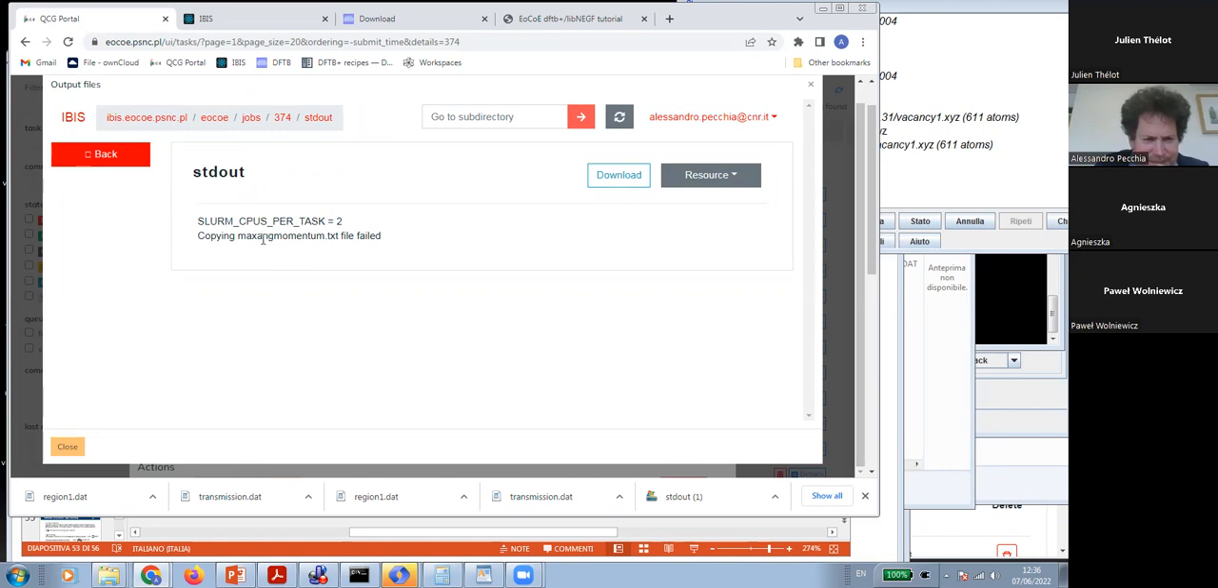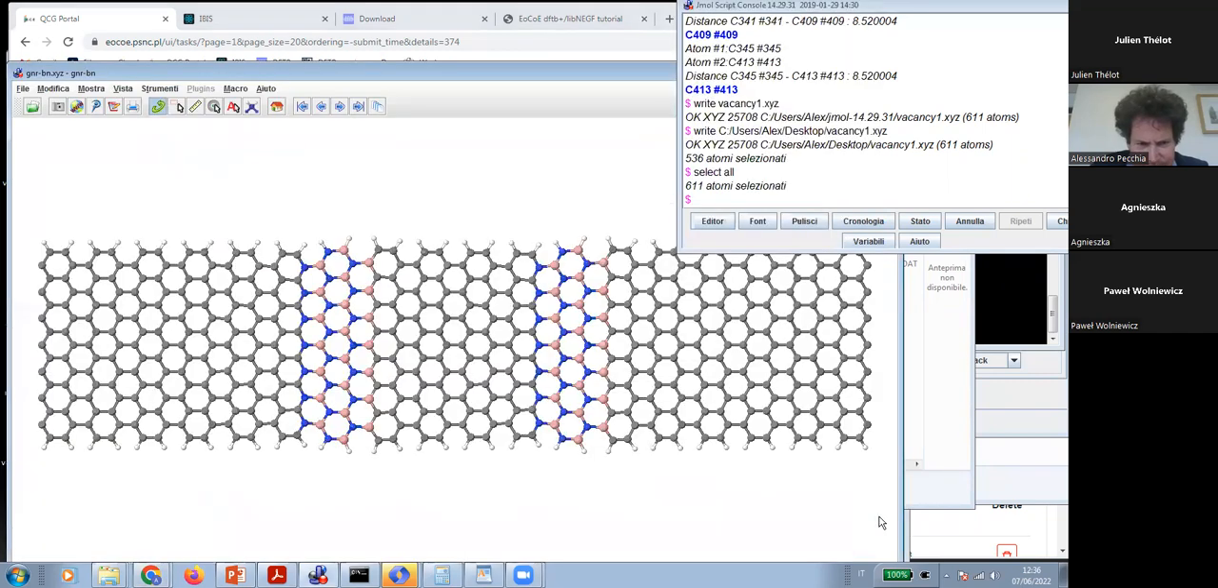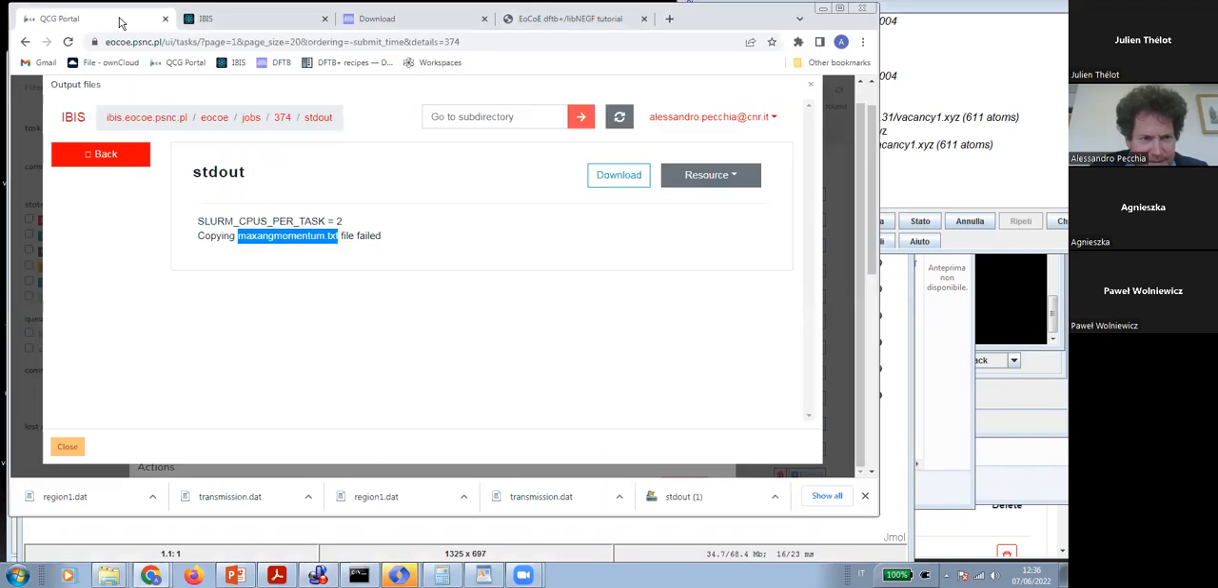Okay, here there is a deeper problem of the interface. There should be a file that had to be copied and it is not. So for some reason, this boron nitride data set doesn't work properly. I don't know why. I think it was working. Well, I'm sorry about that, but we need to fix it in principle. So there is some issue with this boron nitride data set.